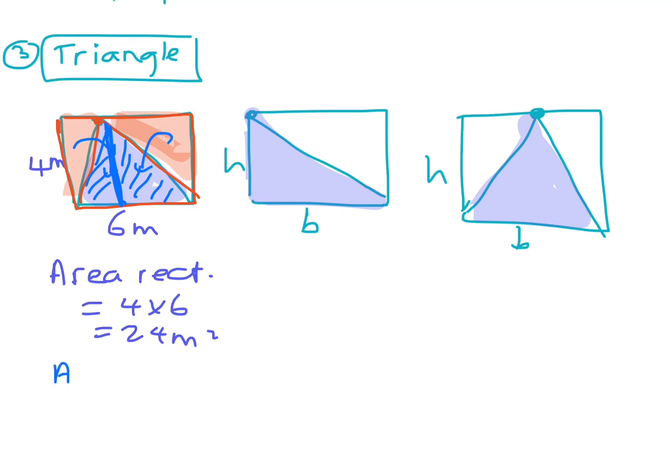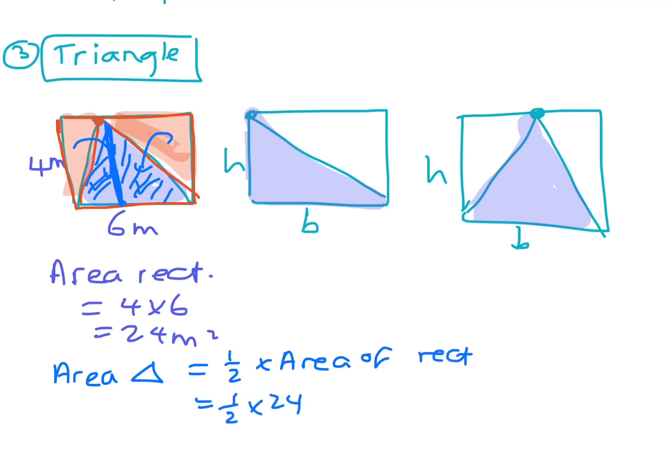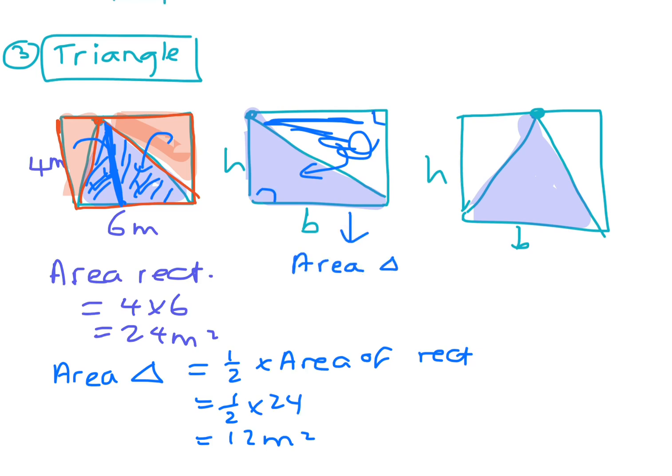So if you think about what the area of that triangle would be, because these are exactly the same, it would be half times the area of the rectangle. So it's going to be half times 24, which is 12 metres squared. Okay, so if you think about that for this formula here, the same thing. If you cut out this side here and you turn it around and put it on top of there, then the area of the triangle will be half times the area of the rectangle. Now the area of the rectangle is just base times height.